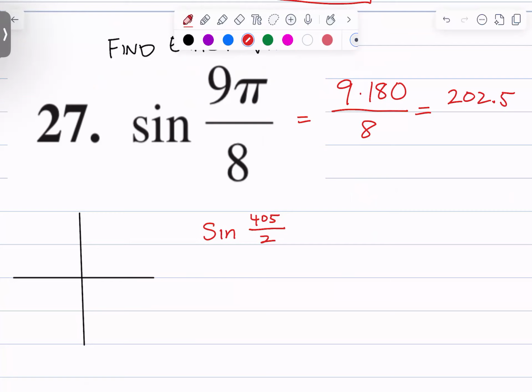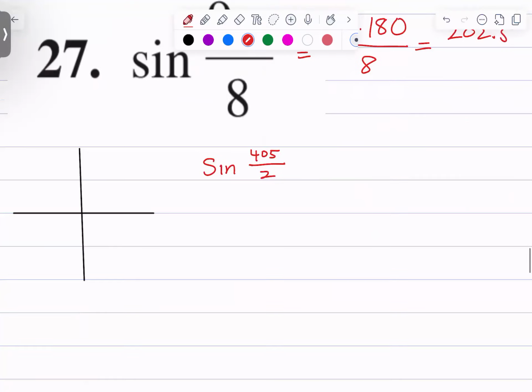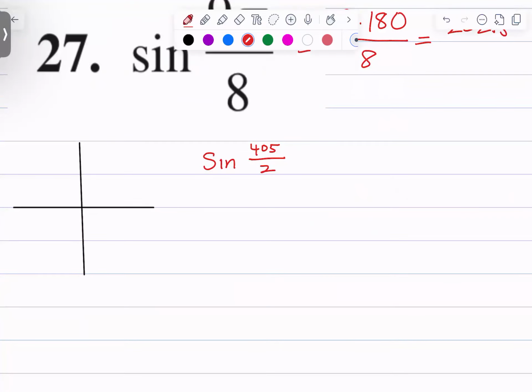Hold on. I don't know what 405 is. Do you? 405 is actually the 45-degree angle here. See what I did? I'll show it to you guys. This is 360, plus another 45. That's 405. Again, 360 plus 45 equals 405.